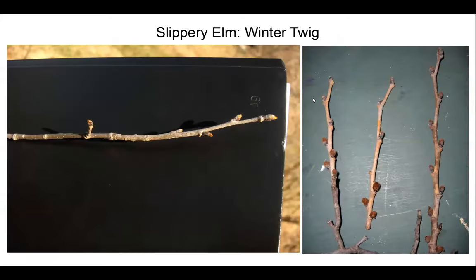The twigs, as I've been mentioning, are very important for elm identification. Slippery elm has black scales, or very dark to black scales, with white lines separating the scales and red hairs on the tips of the buds. Especially the flower buds here are red and really hairy.